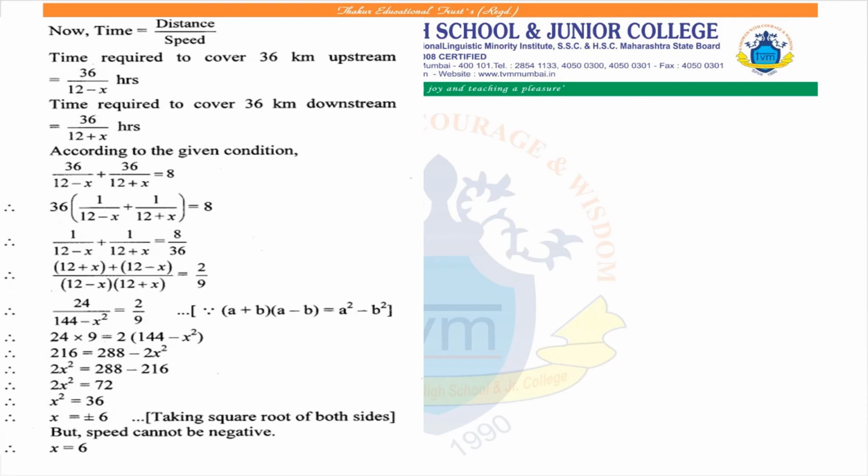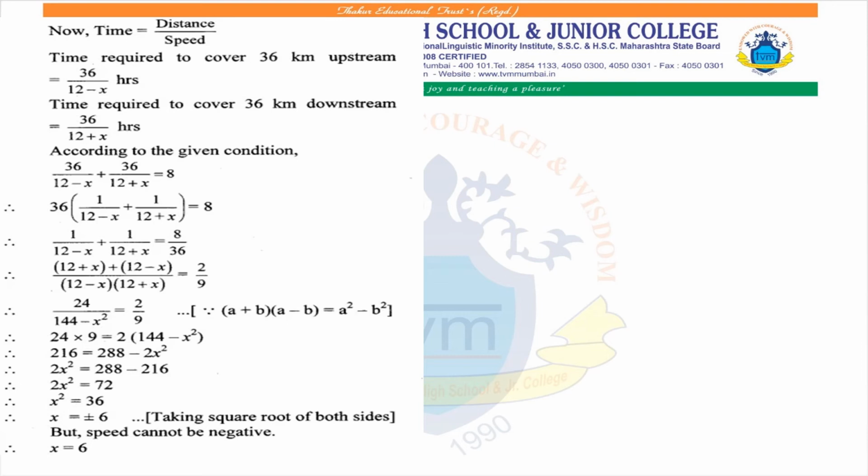Since a plus b into a minus b is equal to a square minus b square. Therefore, 24 into 9 is equal to 2 into 144 minus x square. Therefore, 216 is equal to 288 minus 2x square. Therefore, 2x square is equal to 72. Therefore, x square is equal to 36.